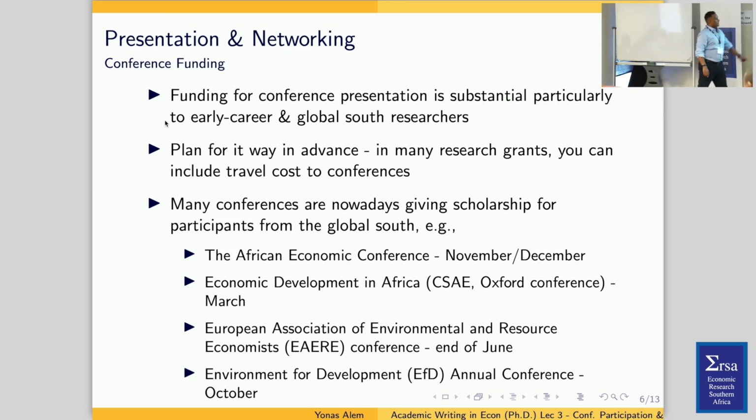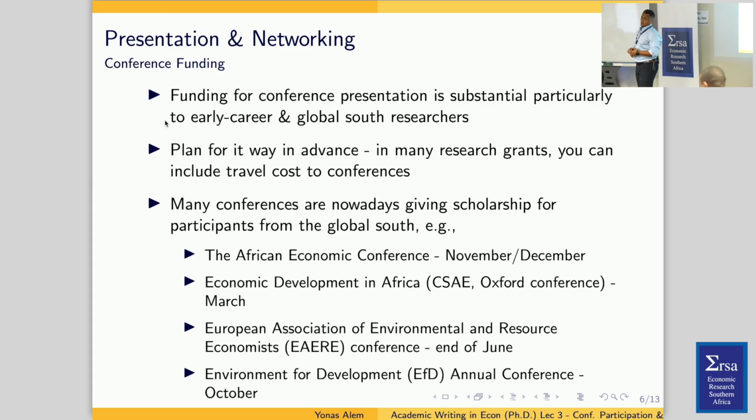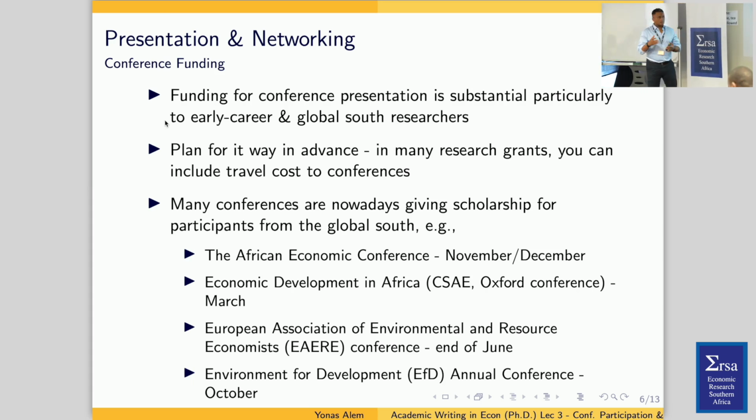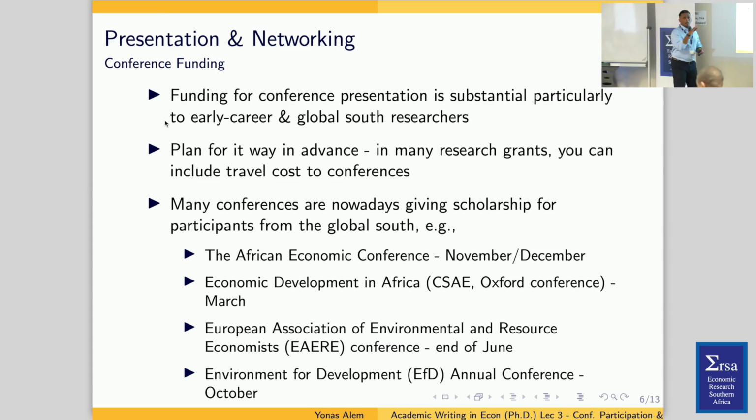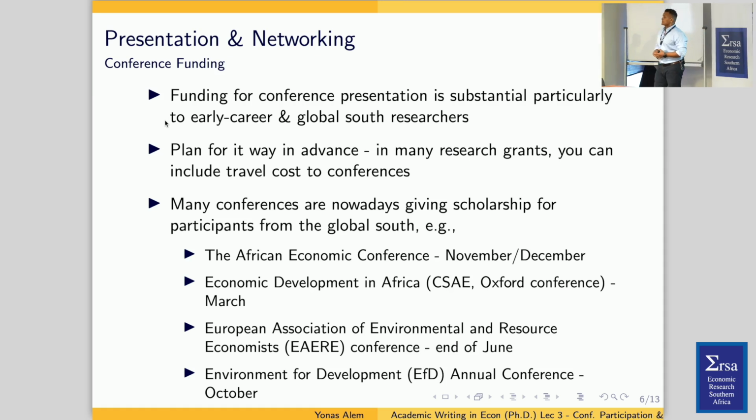It is very good. The African Economic Conference is usually done in one of the African countries, financed by the ADB, the African Development Bank. So they cover the cost, travel, and everything. So keep an eye, sign up for their newsletter, to know when the conference is. Economic Development in Africa is the Center for the Study of African Economies Oxford Conference, I think it is going to be next weekend. So it's in March. The paper submission is in September. So you have to submit in September already for next year's presentation.